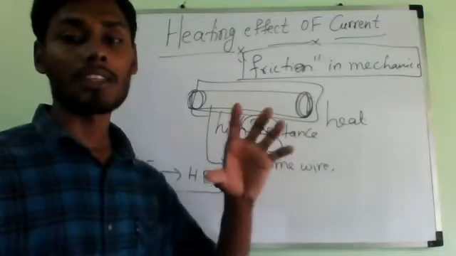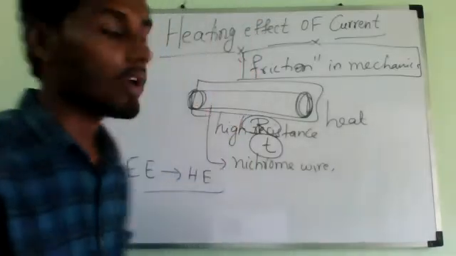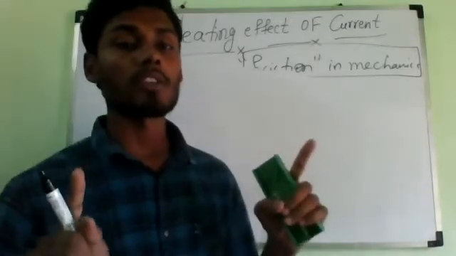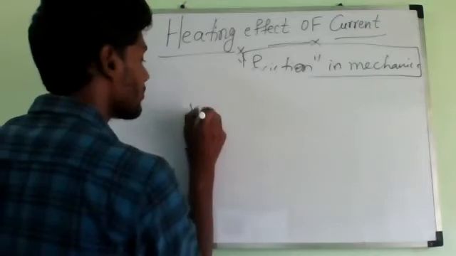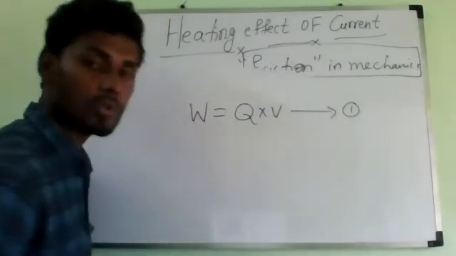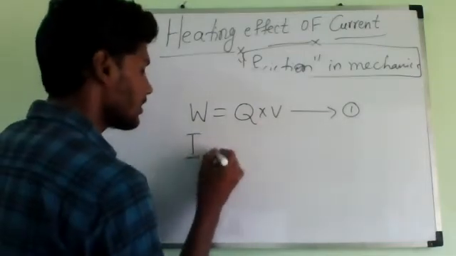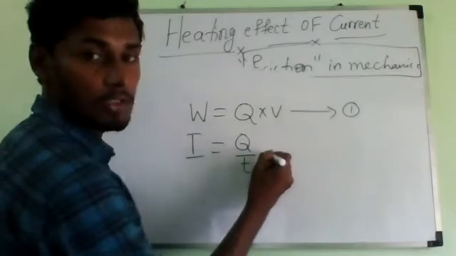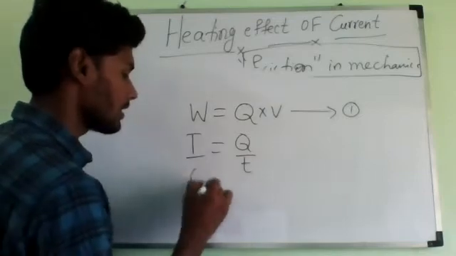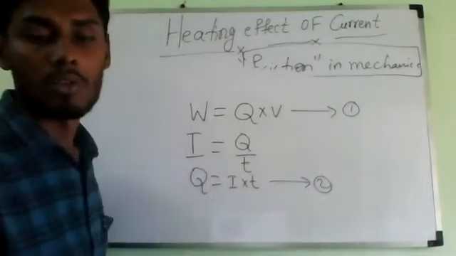Now we know that when an electric charge Q moves against a potential difference of V, the amount of work done, as we have already studied, is W equals Q into V. This is the one formula known to us, so let us keep that as equation 1. Now from the definition of current, we know that I equals Q by t. Let us take this as equation number 2. From this we get one more equation, that is Q equals I into t.